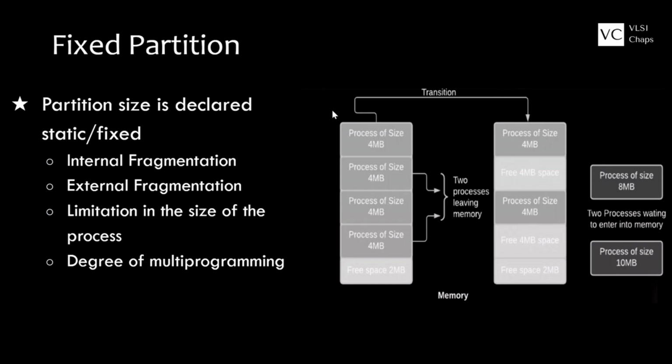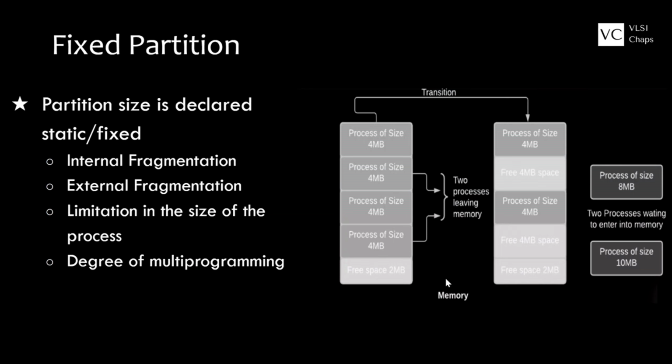Let's first consider this block of memory. In this case, we have 4 processes loaded already and there is 2 MB of space available. Now let's say the second and fourth processes have done their job and they are leaving the main memory. So we will have a total of 8 MB plus 2 MB, 10 MB of memory available.